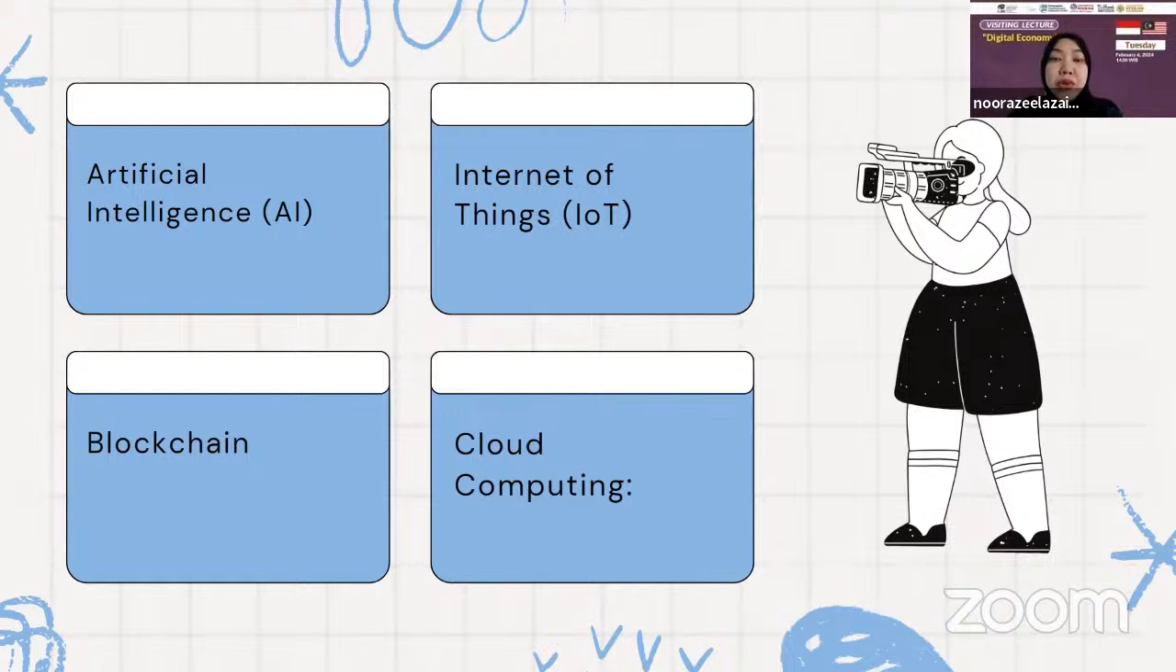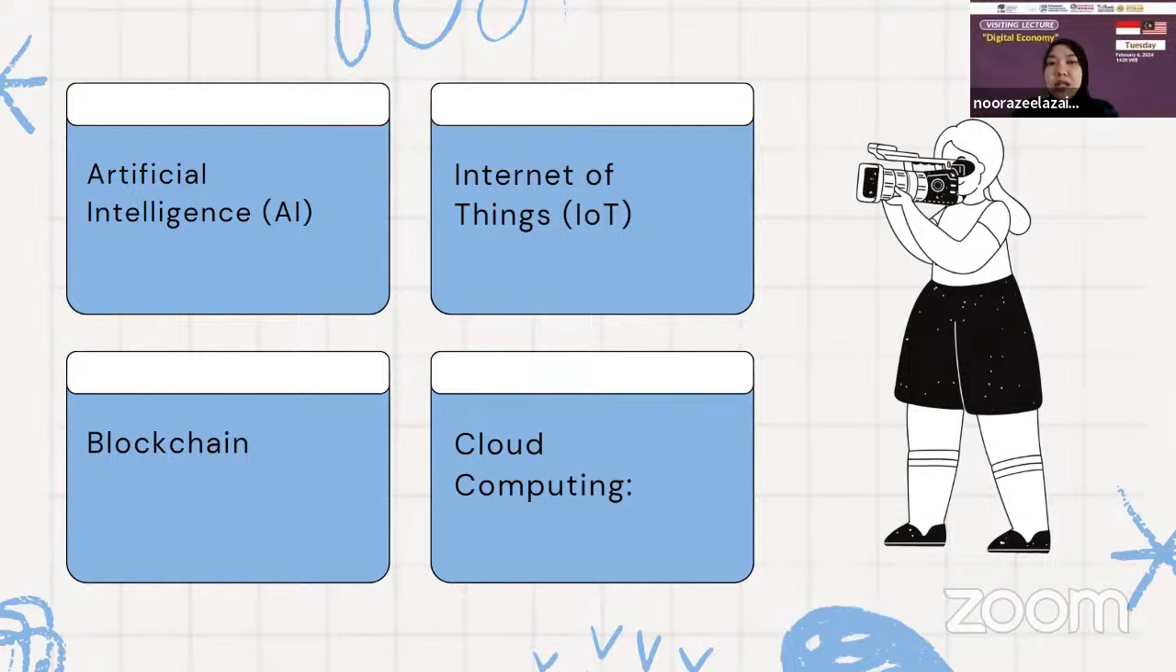Okay. Next, we have blockchain. The opportunity for blockchain: the technology offers a decentralized and immutable ledger system that enhances transparency, security, and trust in various business processes, such as supply chain management, digital transactions, and identity verification. Smart contracts enable automated and tamper-proof execution of contractual agreements, reducing transaction costs and enhancing efficiency.